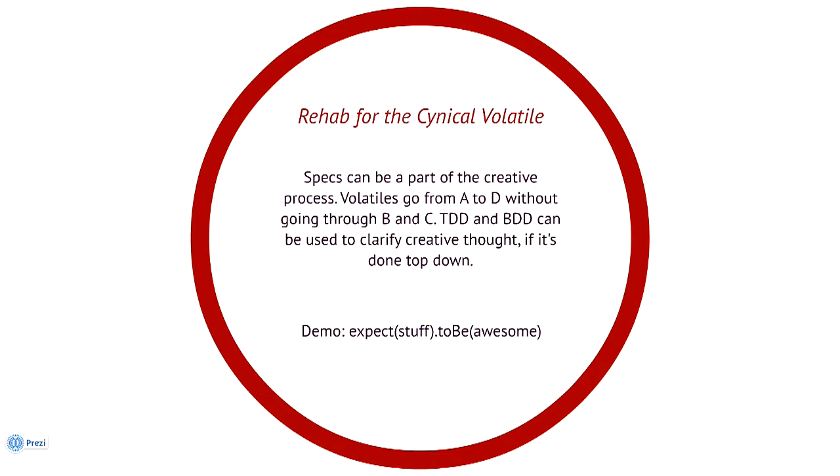Rehab for the cynical volatile. Specs can be part of the creative process, and this is the concept I want to pitch to you tonight. Volatiles can go from A to D without having to go through B and C. The solution arrives fully formed in your head, and you just burn out code. This is a problem if you want to do TDD and BDD, because you have to do the specs first. Red, green, refactor, we know the score. You can use specs and tests to actually clarify the way you're thinking about it. Expect stuff to be awesome.